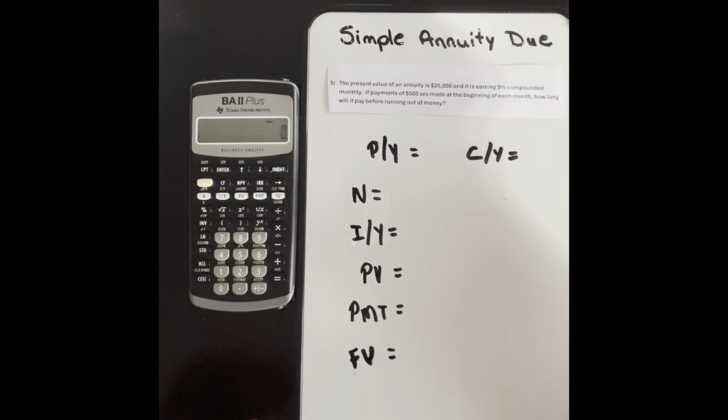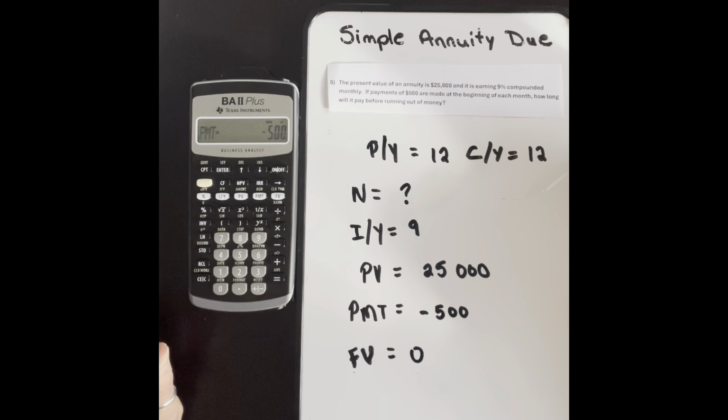Our payments of negative 500, change sign payment, and you can put the 0 in for future value if you choose. I don't need to. All I need to do now is calculate or compute N. So compute N, and we get 62.3 months. If we want to convert that to years, we simply divide by 12. So it'll be 5.2 years.